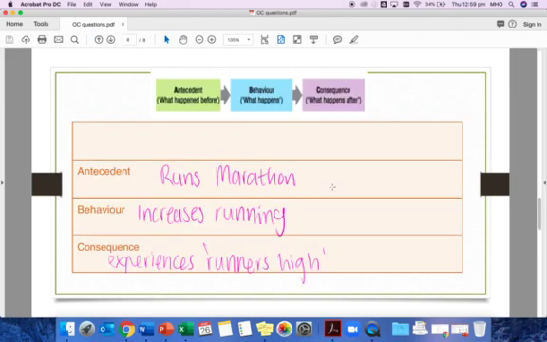So she runs the marathon, she then increases her running due to experiencing a runner's high. So she's positively reinforced by that runner's high, which is why she's increasing her running. So this makes her more likely to maintain that running behavior. So how would we put that in a question that's worth 6 marks? So we need to explain using the A, B, and C, and then put all of these using the language of operant conditioning.